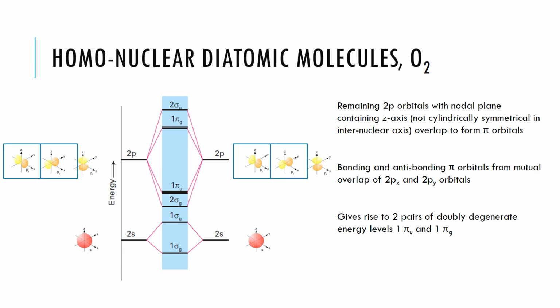There are then 4 remaining 2p orbitals for overlap, with no cylindrical symmetry around the internuclear axis, and these overlap to form pi orbitals. So this is from an overlap between 2px and 2py atomic orbitals, and this gives rise to 2 pairs of doubly degenerate energy levels, the 1 pi u and 1 pi g bonding and antibonding orbitals respectively.